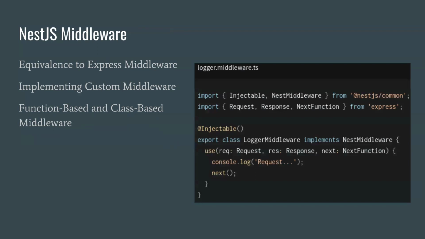NestJS middleware. In NestJS, middleware functions are by default equivalent to Express middleware. You can implement custom NestJS middleware in two ways: first, as a function, or second, as a class with the Injectable decorator. When using a class, it should implement the NestJS NestMiddleware interface, whereas functions do not have any special requirements.